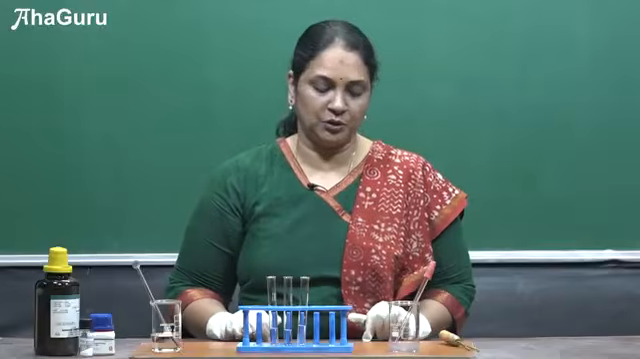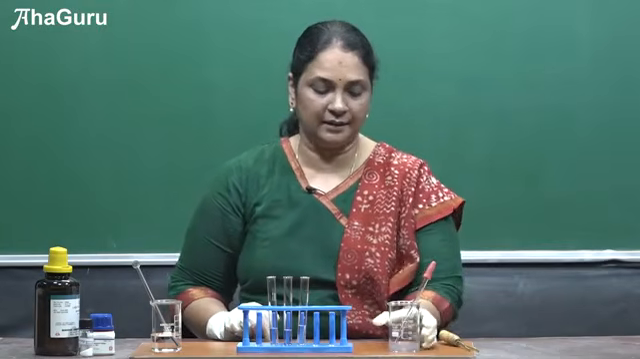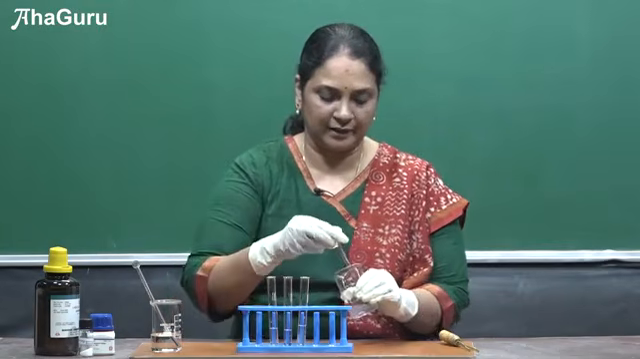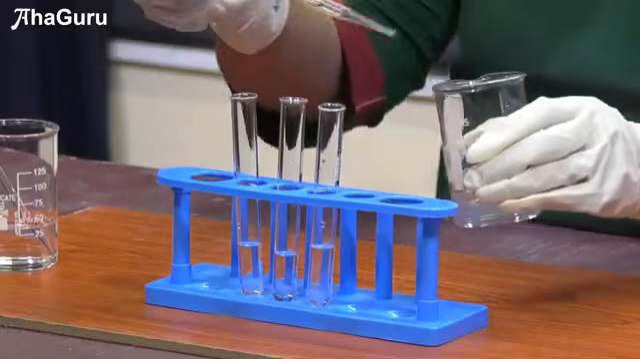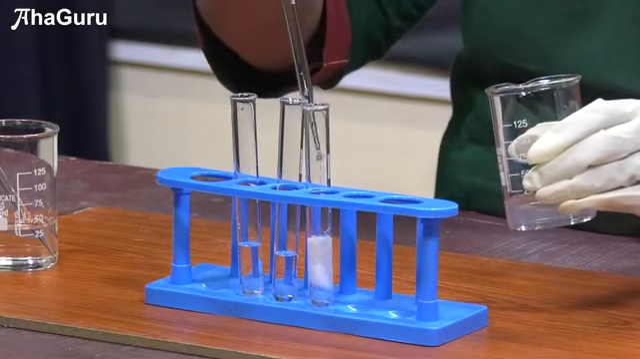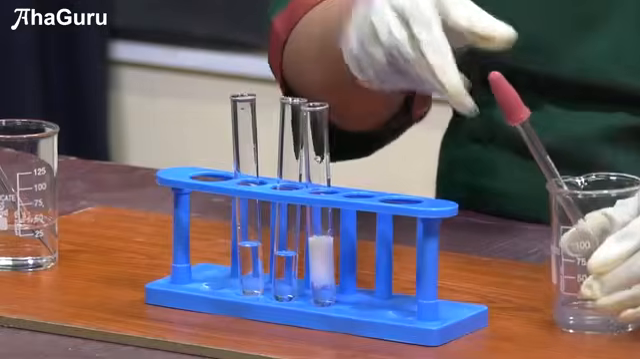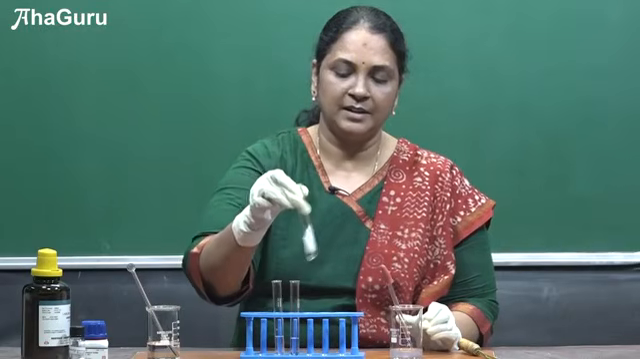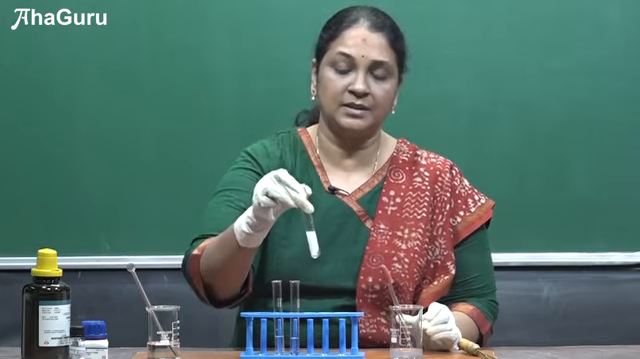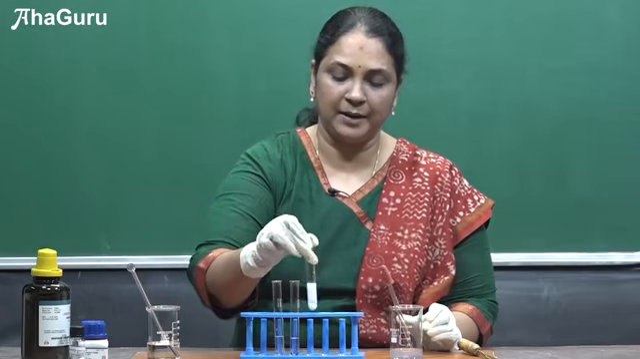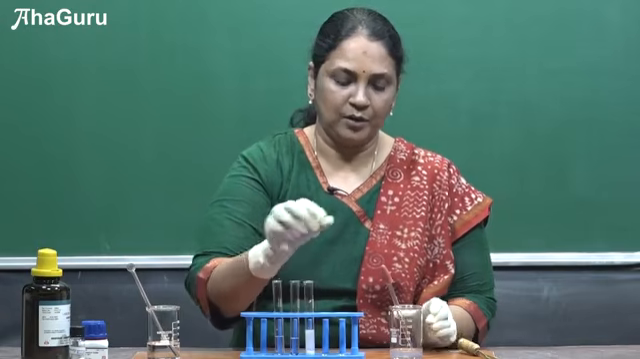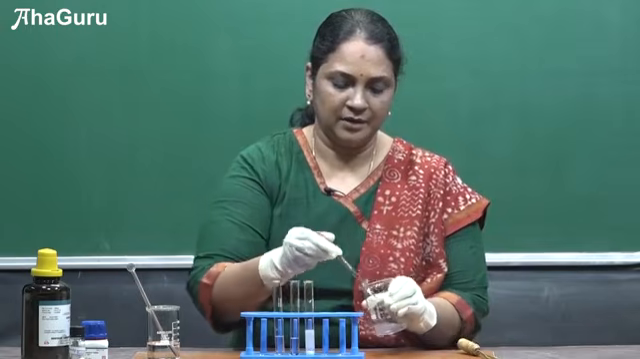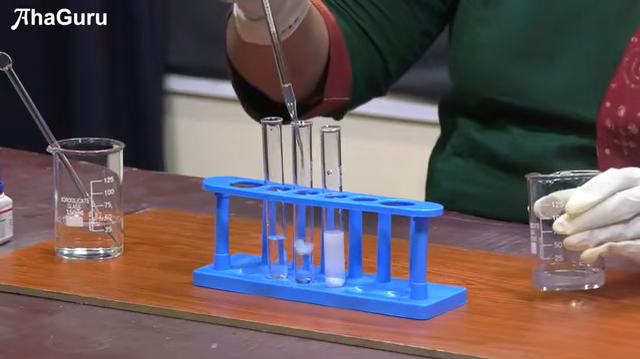To these solutions we are going to add silver nitrate. Let me add silver nitrate. You can see a white precipitate formed as soon as I add silver nitrate. This is AgCl precipitate. Now I am going to add silver nitrate to the bromide solution.